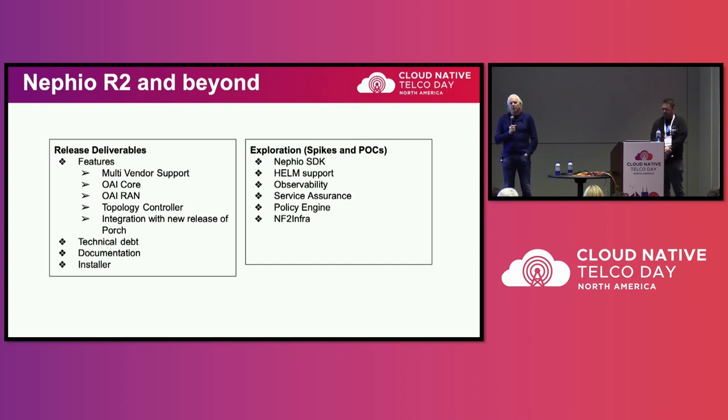For example, we are working on an SDK, because building those controllers is not always easy and straightforward. Given our industry has adopted Helm quite a bit, we are also trying to see what we have to do to get Helm support, and focus on observability, service assurance, as well as a better understanding between the NF to infra type of use case that we were talking about. So that's in a nutshell, and we are running out of time.